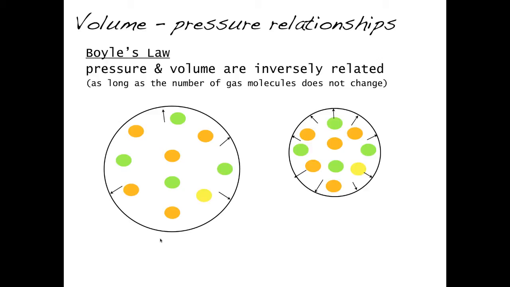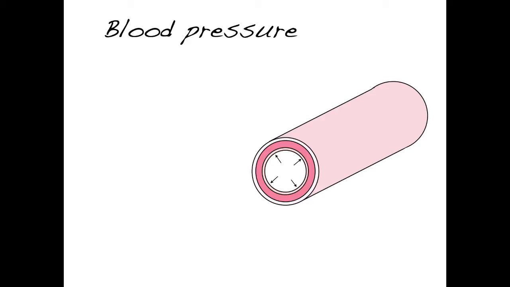So if we take the container on the left and shrink its size, we can say that the volume has gone down, but the pressure has gone up. This happens all over your body. Let's take blood pressure, for example.